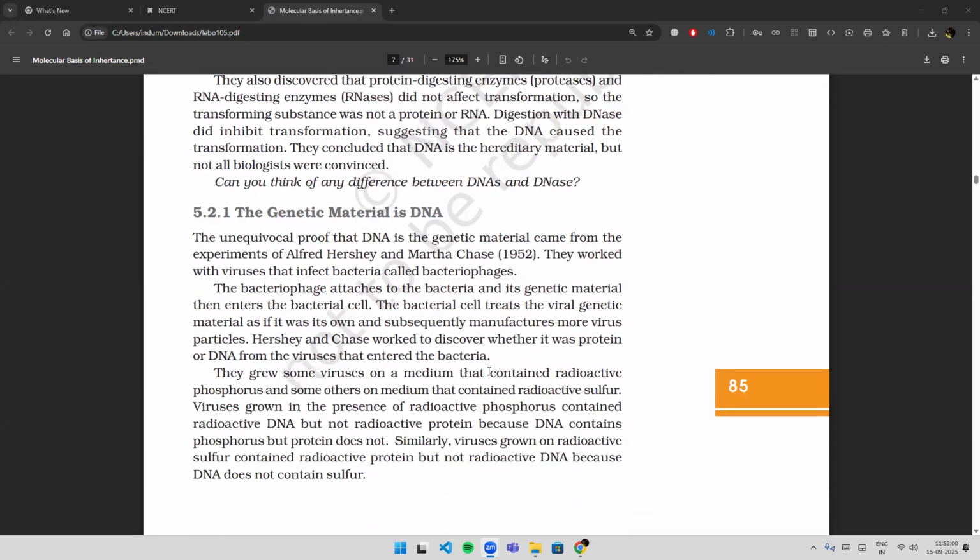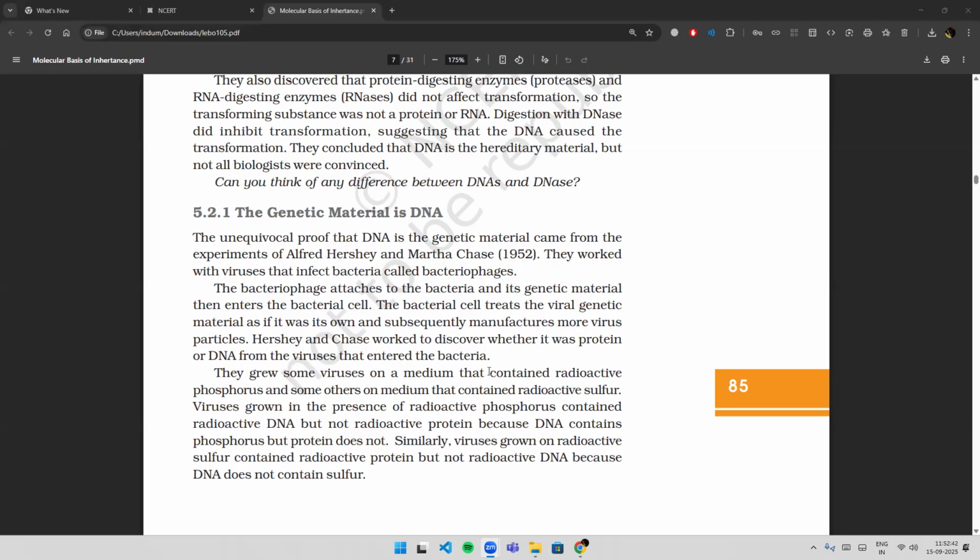5.2.1 The genetic material is DNA. The unequivocal proof that DNA is the genetic material came from the experiments of Alfred Hershey and Martha Chase. They worked with viruses that infect bacteria called bacteriophages. The bacteriophage attaches to the bacteria and its genetic material then enters the bacterial cell. The bacterial cell treats the viral genetic material as if it was its own and subsequently manufactures more virus particles. Hershey and Chase worked to discover whether it was protein or DNA from the viruses that entered the bacteria.